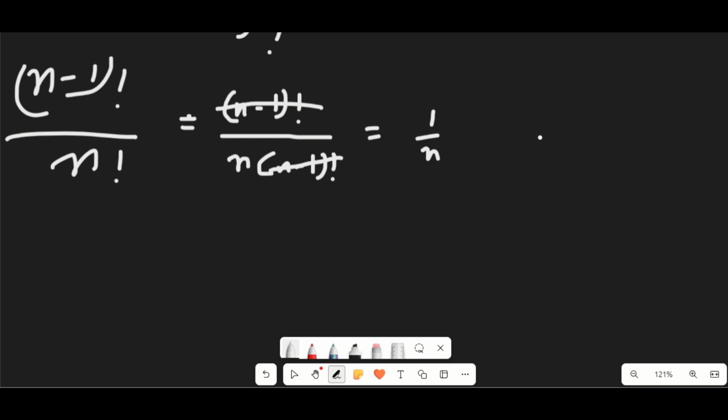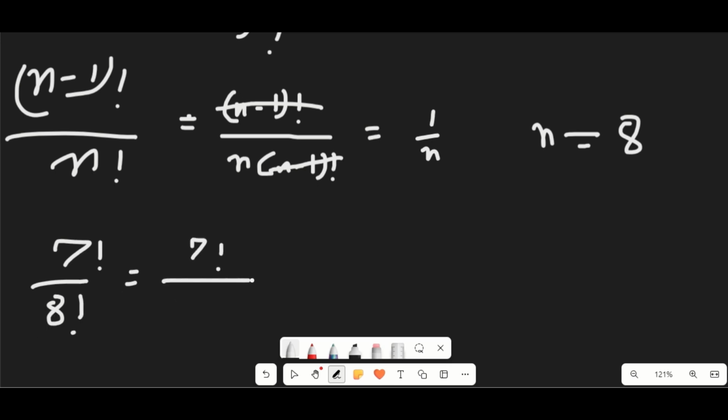Let's solve this by an example. Let's take n as 8. Then n minus 1 is 7, and we have 8 factorial. We open the 8, so 7 factorial divided by 8 times 7 factorial. We cancel the 7 factorial and get the answer 1 over 8, which matches the algebraic expression too.